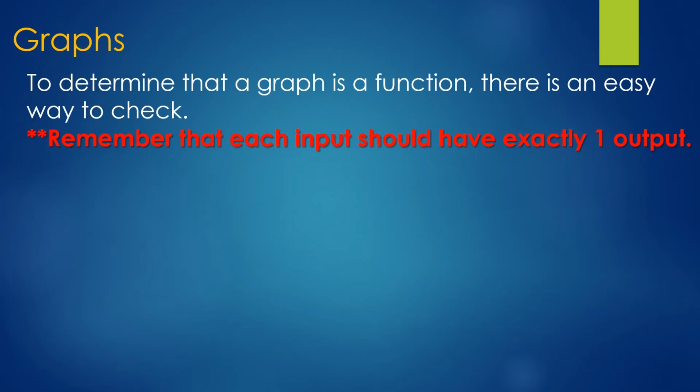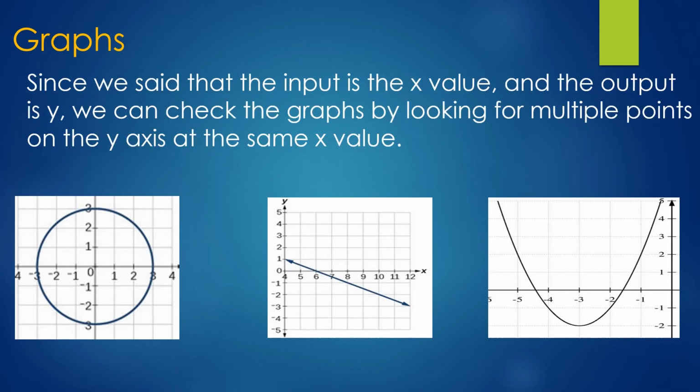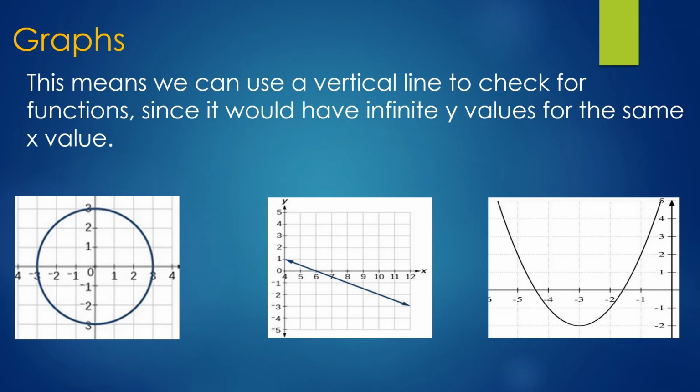Now it's time that we can look at some graphs. To determine that a graph is a function, there's an easy way to check it out. Remember that each input should have exactly one output. We can look at these graphs. Since we said that the input is an x value and the output is y, we can check the graphs by looking for multiple points on the y-axis that are at the same x value. That means we can use a vertical line to check for functions, since it would have infinite y values for the same x value.